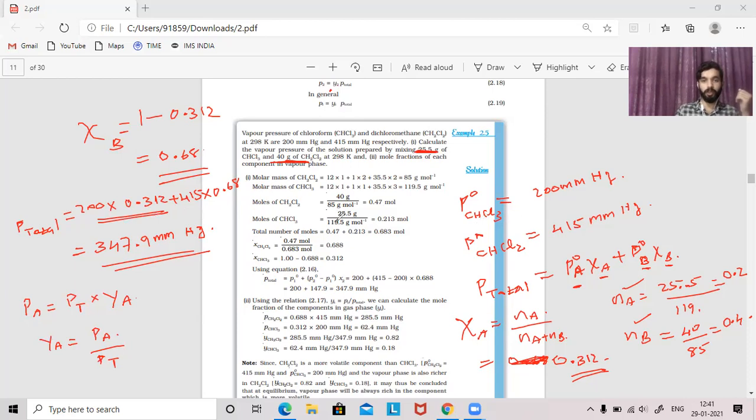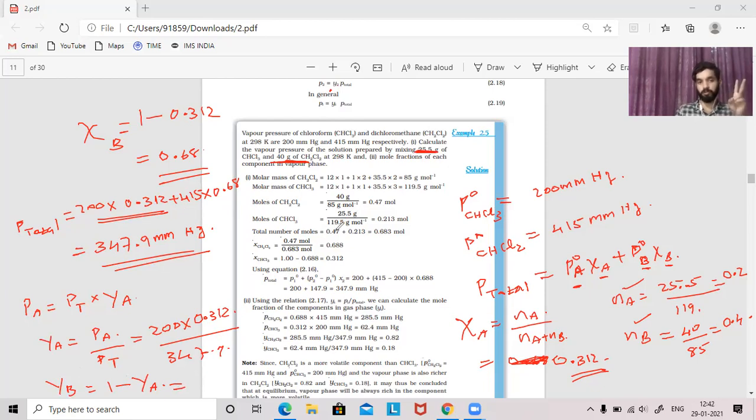Okay, so we know Pa is this only, right? P naught A into chi A, 200 into 0.312, divided by P total, which is this 347.9. We solve that, we get the answer. So the mole fraction of B in the vapor phase will be 1 minus Ya. Solve that, we'll get the answer. Okay, so that's how we do this question.